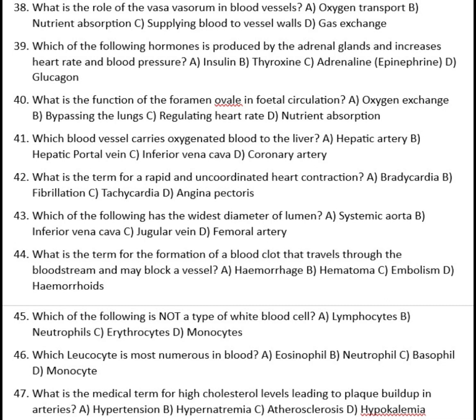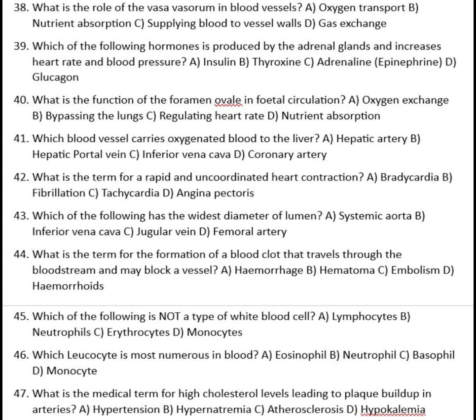40. What is the function of the foramen ovale in fetal circulation? A. Oxygen exchange. B. Bypassing the lungs. C. Regulating heart rate. D. Nutrient absorption. 41. Which blood vessel carries oxygenated blood to the liver? A. Hepatic artery. B. Hepatic portal vein. C. Inferior vena cava. D. Coronary artery.